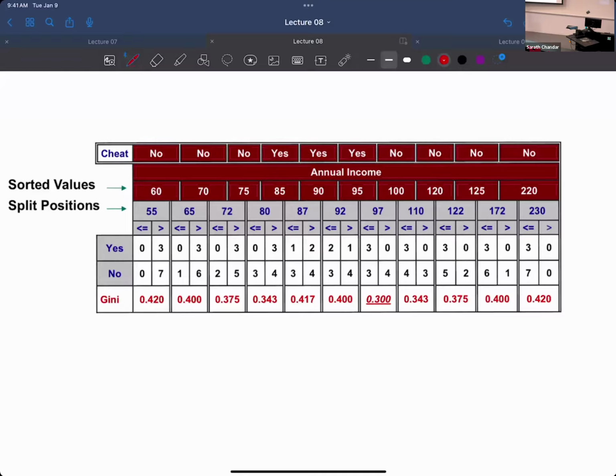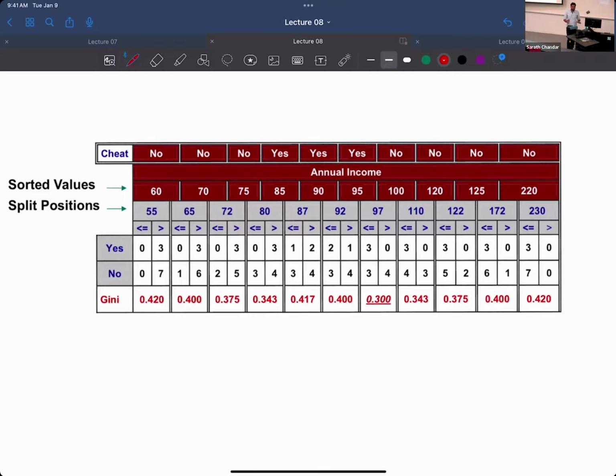For example, in this particular example, the best split possible is 97K. At 97K, Gini is 0.3, so you're going to get maximum gain. Is that clear? Any question?